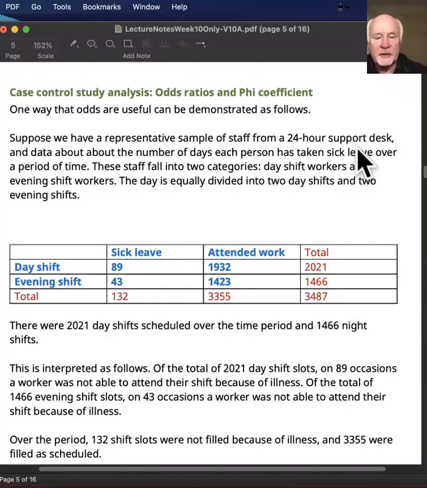What we're interested in, the independent variable, is whether a person works in a day shift or an evening shift. We'll just assume that people work in one or the other. And then the dependent variable is whether they actually turn up to work or not: whether they attended work for what I'll call a shift slot, or whether they called in sick and took sick leave for the slot.